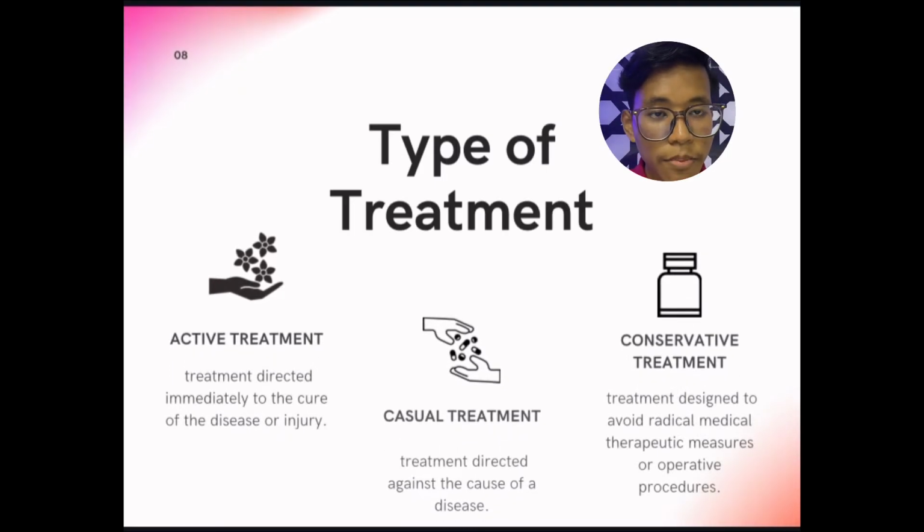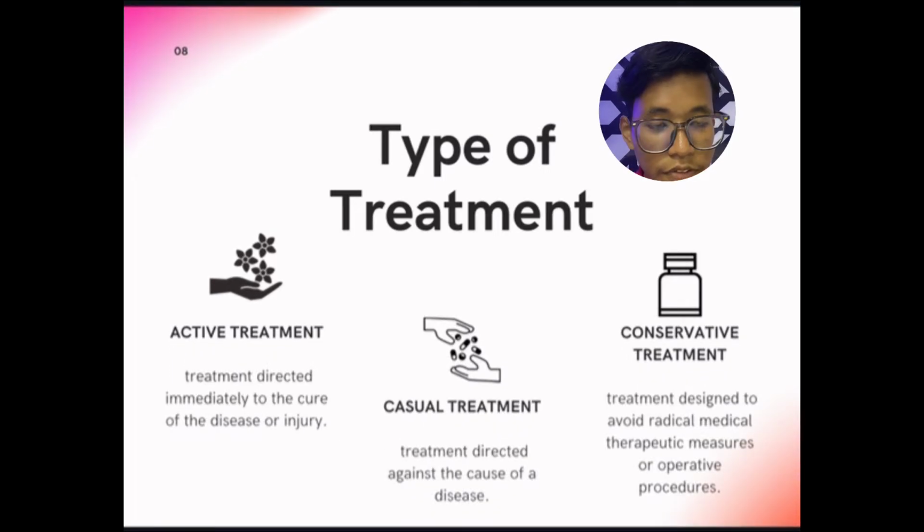And the types of treatments: active treatment is treatment directed immediately to the cure of the disease or injury. The causal treatment is treatment directed against the cause of the disease. And the last one is conservative treatment, which is treatment designed to avoid radical medical therapeutic measures or operative procedures.